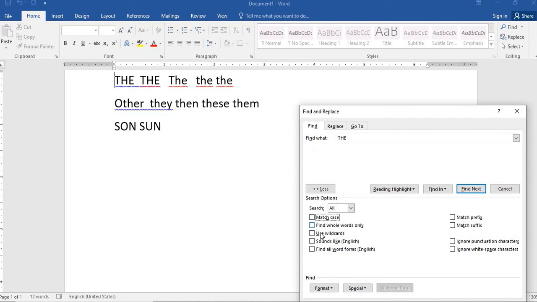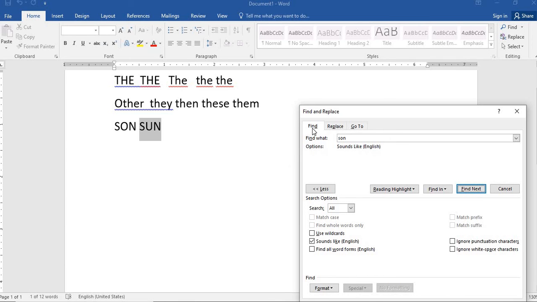Suppose if you want to find words that sound alike, use the option called sounds like English. If there are two words, sun and son, both are different words with different meanings, but the pronunciation will be the same. For those words, you need to use the option called sounds like English. So type the word, for example sun, and both are highlighted. Both are different words with the same pronunciation.